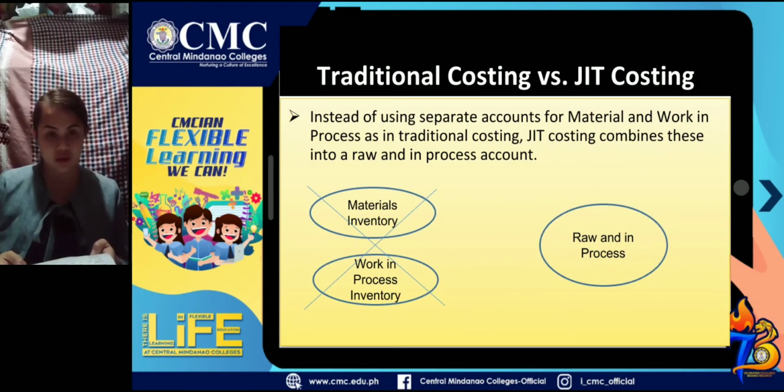Traditional costing versus JIT costing. Instead of using separate accounts for material and work in process, as in traditional costing, JIT costing combines them into a raw and in process account.